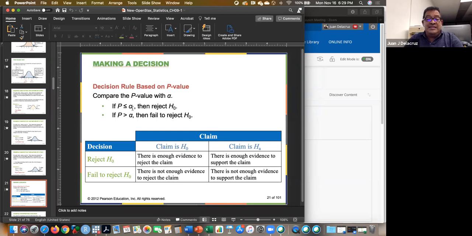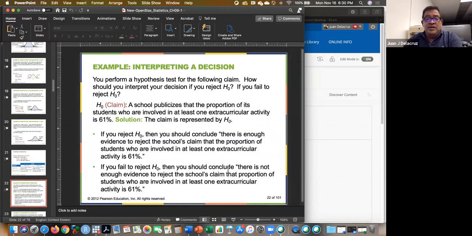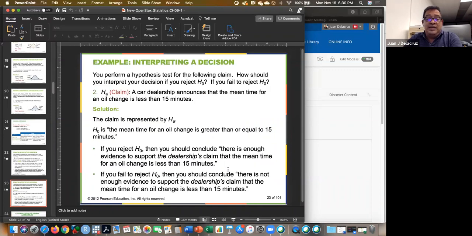If p is less than or equal to alpha, then we're going to reject H naught. If the p-value is greater than alpha, then we're going to say fail to reject. So it's not reject and accept. We're going to reject, or we're going to fail to reject, because we don't have enough evidence to support that statement. So this is the language that we need to use. I went through this last time in the video. Those are examples of how we need to use the language when we have a rejection of the H naught, when the H naught is the claim, or when the H sub A is the claim.